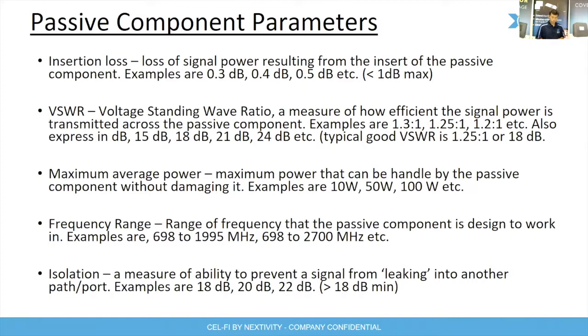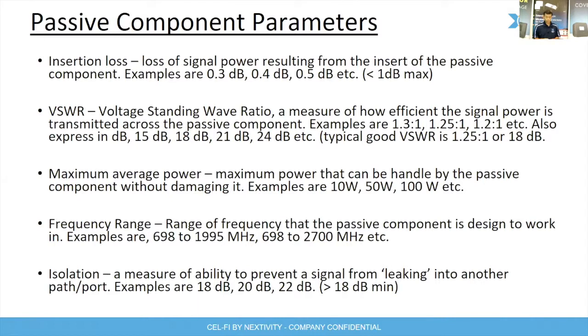1.25:1, 1.2:1. In the dB format, it's the reverse. We try to look for as high as possible: 18 dB, 20 dB, 22 dB, 25 dB. Right? So these two values or these two formats are actually related. You can actually convert one to another. A good threshold for VSWR is 18 dB and above, 18, 20, 22. Whereas for ratio format, it will be around 1.25:1.